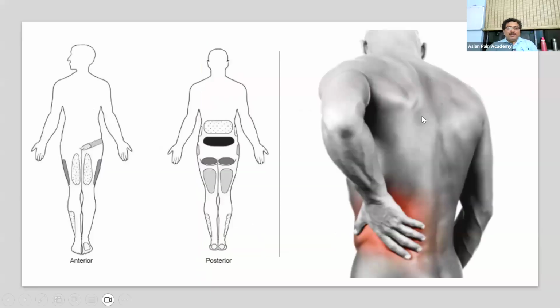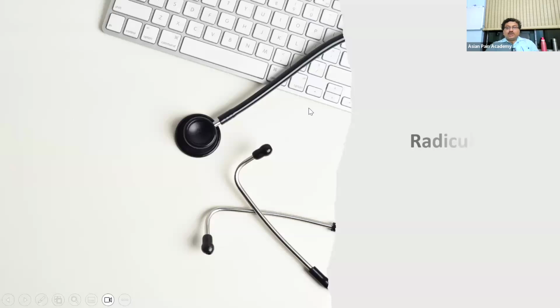So these are the pain referral patterns in facet joint pain. Now coming to the radicular symptoms. Can a facet joint cause a radicular symptom? This is one of the questions commonly asked by the students.